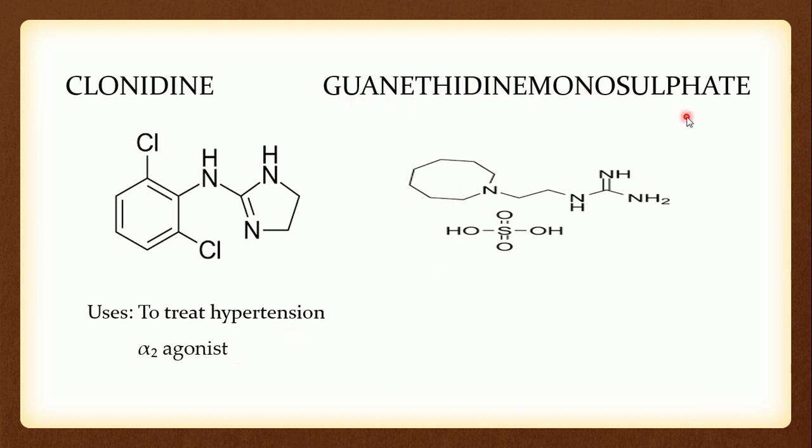Next structure is guanethidine monosulphate. Guanethidine contains an 8-membered ring: 1, 2, 3, 4, 5, 6, 7, 8. An 8-membered ring with 1 nitrogen and completely saturated is called octahydroazocine. This octahydroazocine is attached with an ethyl group to the guanidine group. What is guanidine? One single carbon attached to 3 amino groups is called guanidine. Guanidine plus octahydroazocine are both linked with eth. Eth indicates an ethyl group. So that is the structure of guanethidine, and it is linked with monosulphate to increase its bioavailability.